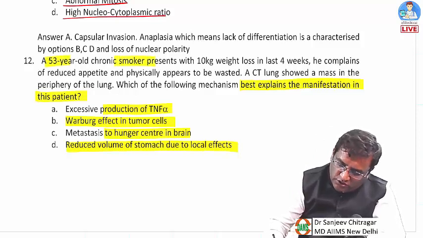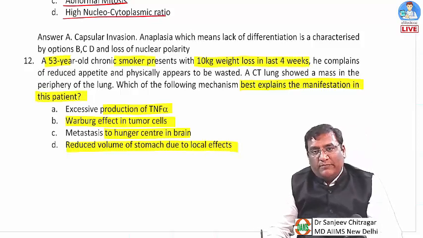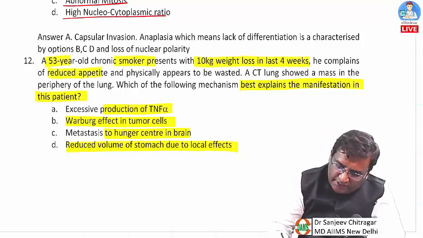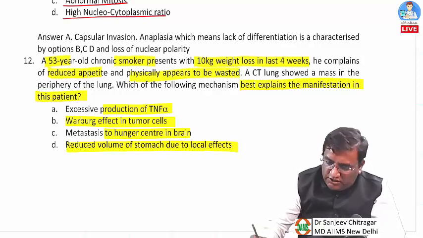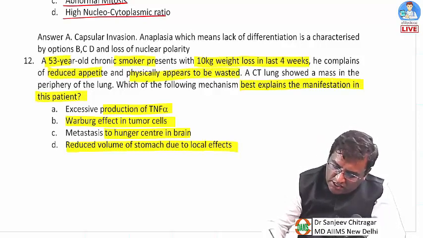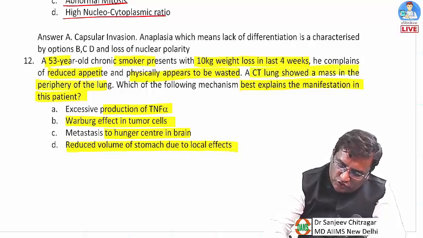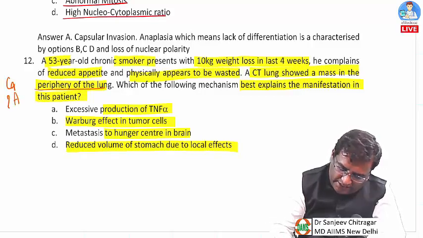A 53-year-old chronic smoker presents with 10 kg weight loss in the last 4 weeks. He complains of reduced appetite and physically appears to be wasted. A CT lung showed a mass in the periphery of the lung. So there is a tumor seen in the periphery of the lung. There will be a carcinoma of lung. Query adenocarcinoma, I can say.